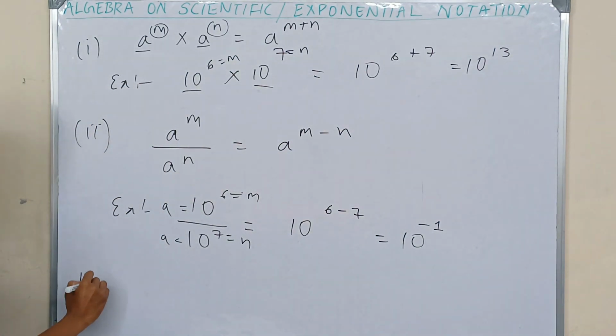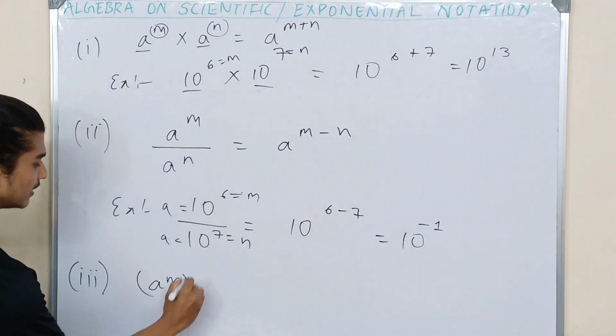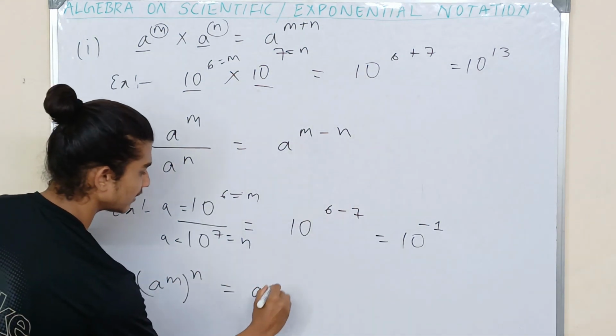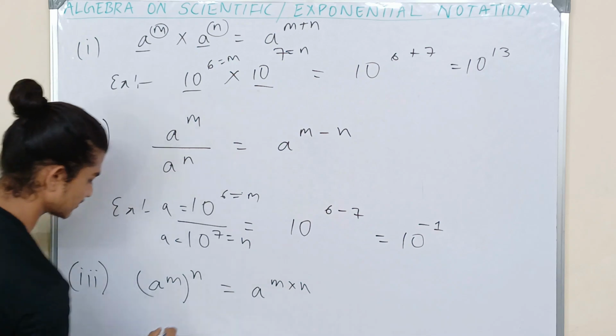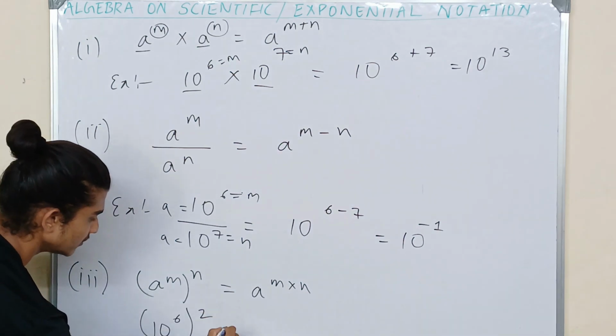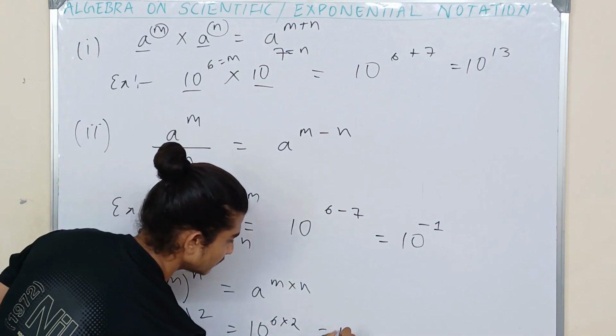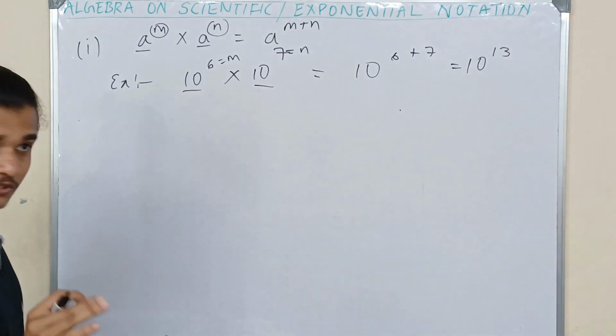And the third rule is a to the power m whole to the power n is equal to a to the power m into n. For example, 10 to the power 6 whole to the power 2 is equal to 10 to the power 6 into 2, which is equal to 10 to the power 12. So let's see the last one.